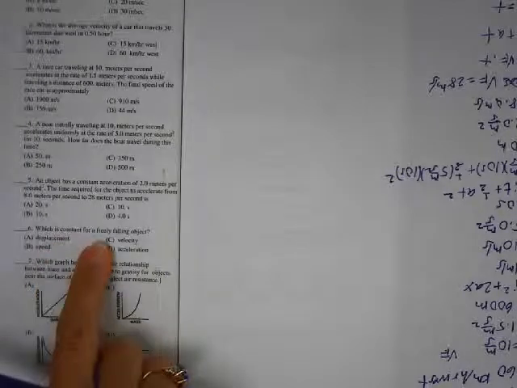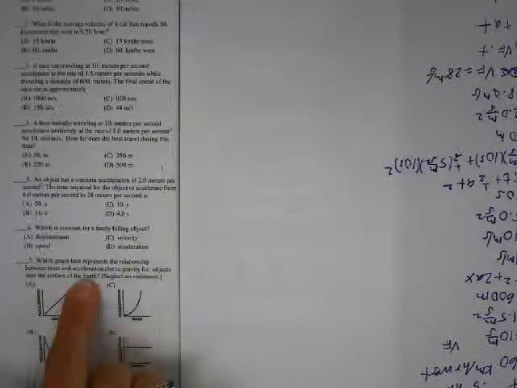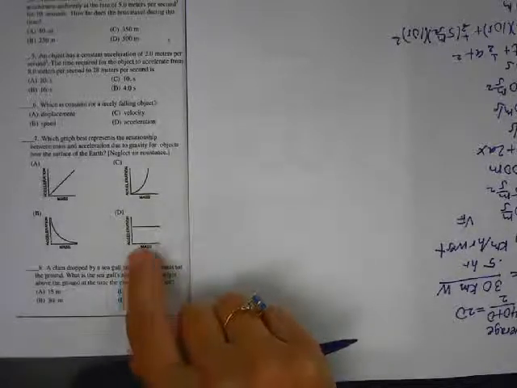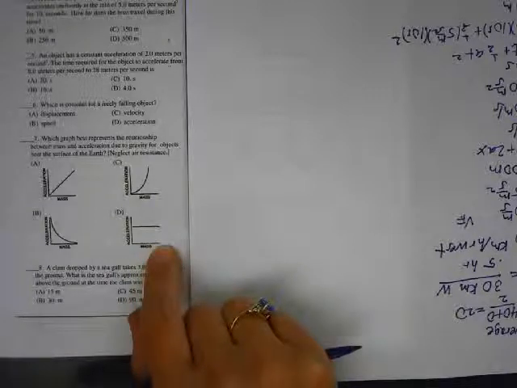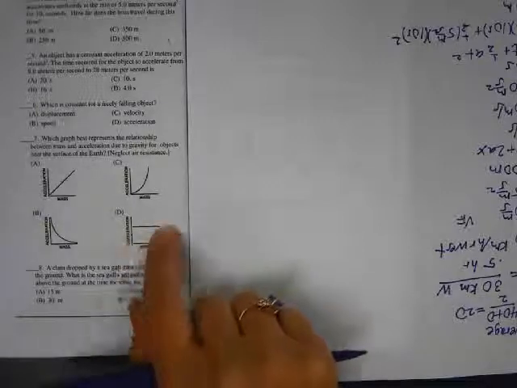All right, number 6. Number 6 says, which is constant for a freely falling object, and that's the acceleration. Number 7, which graph best represents the relationship between mass and acceleration? Well, we see as the mass increases, it doesn't matter because the acceleration for something that is falling, the acceleration due to gravity, is the same. It's 9.8, so the acceleration is going to be a straight line. All right, number 8.